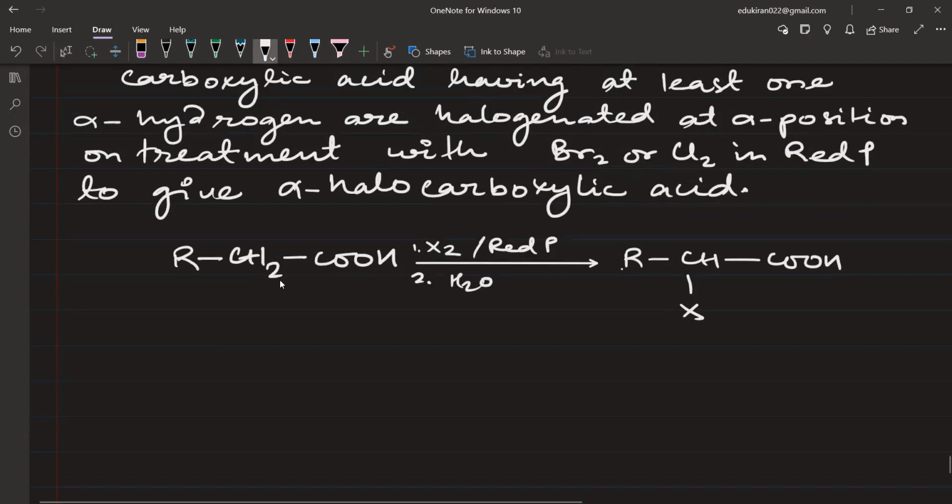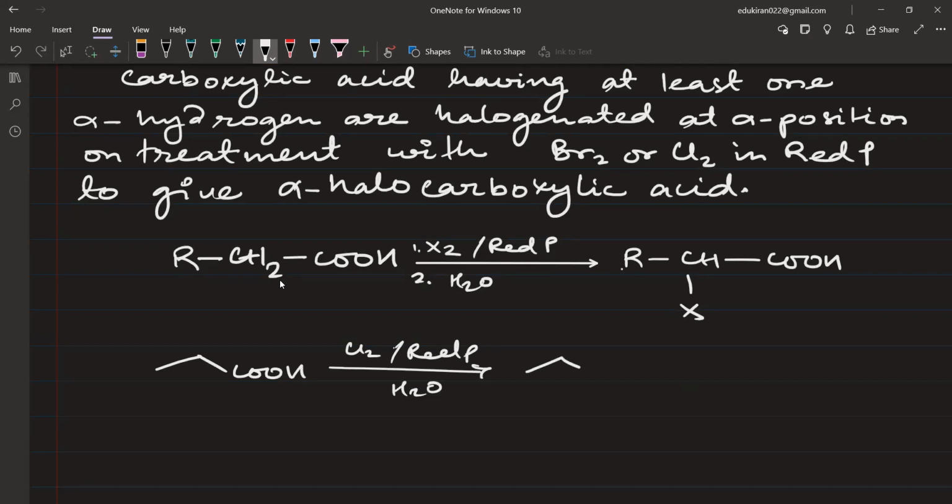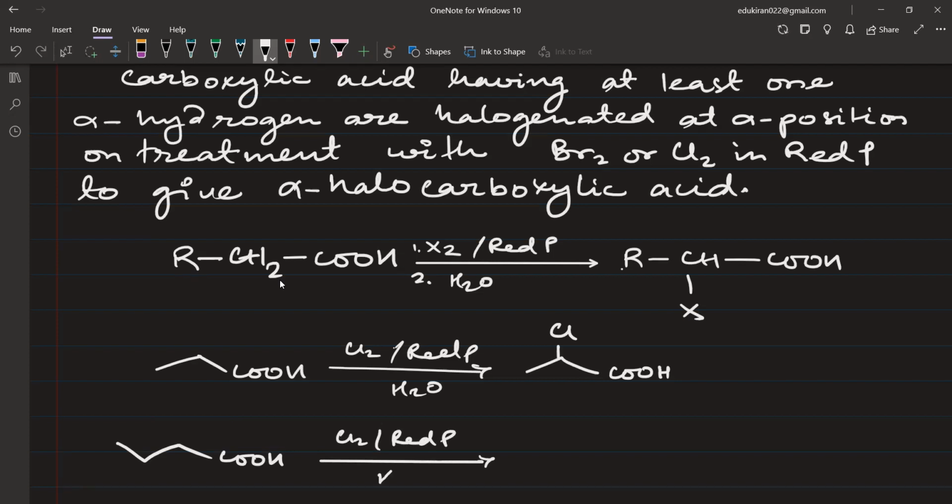So for example, Cl2, red phosphorus, water, COOH is as it is, and you will get chlorine here. Oops, यहाँ पे Br लिख लीजिए.